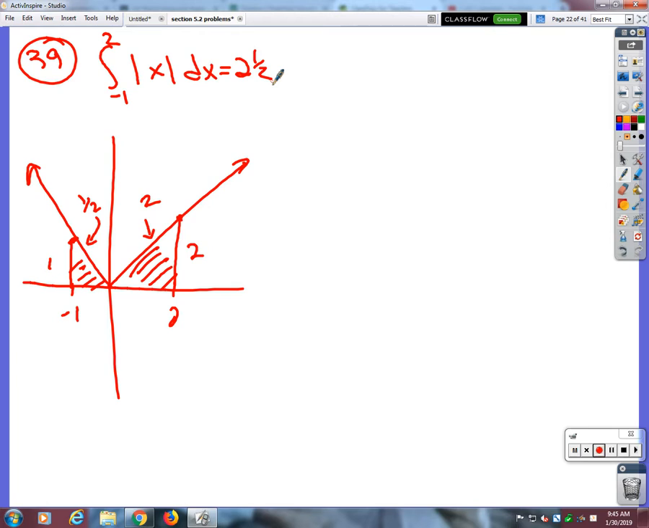Tegan, does that help you? And I was gonna say you got that one. Tegan, do you have a question about 39? Okay. Do you want me to do 40? Okay. What's the equation for 40? Opposite value of x minus 5?